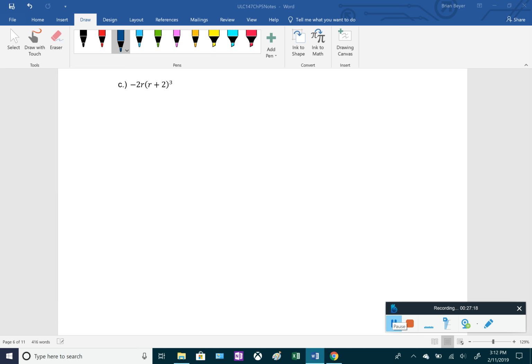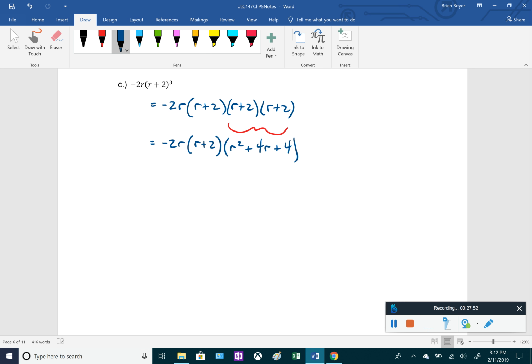So we have negative 2r times r plus 2 cubed. I'm going to rewrite this as negative 2r times r plus 2 times r plus 2 times r plus 2. It was cubed, so I have three of them. I'm going to multiply the last two of them together real quick. r plus 2 times r plus 2 is going to be r squared plus 4r plus 4. So don't let the r's mess you up. And then I'm going to multiply r plus 2 into that. I'm going to multiply this monomial last. I think that'll be the easiest.